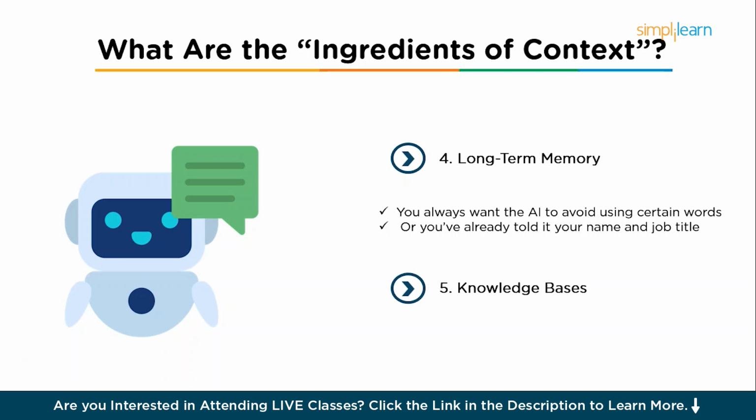Next are knowledge bases. These are the external sources of information the AI can use, like documents, websites, or APIs. For example, say you're building a health app. You link the AI to a medical database or PDF guide. The AI will search through the material and use it to give smarter answers.